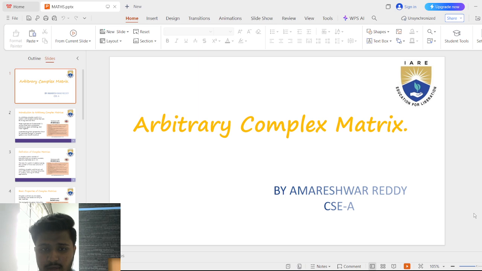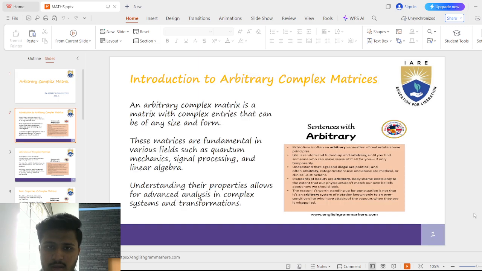My topic is about arbitrary complex matrices. Introduction to arbitrary complex matrices. An arbitrary complex matrix is a matrix that has any number of rows and columns and its elements can be complex numbers. These matrices are important in fields like quantum mechanics, signal processing, and mathematics. Studying their properties helps us understand and analyze complex systems and transformations more effectively.